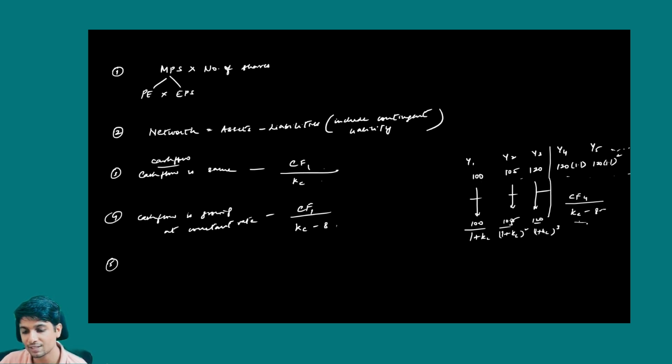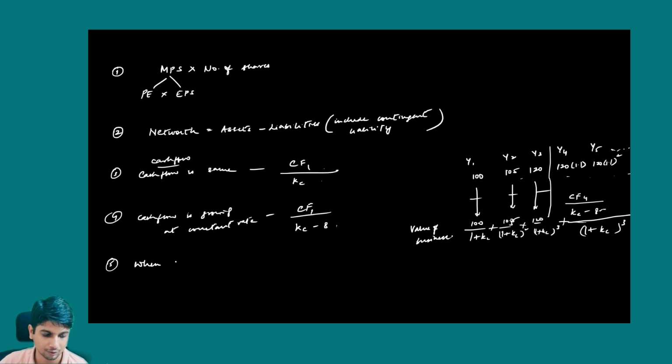So this one is at year 3, right? So this one also you have to bring to year 0. So what do you do? This entire resultant figure you will divide it by 1 plus Kc power 3. So when you add all these 4 figures, you get the value of business. Value of business. Okay.